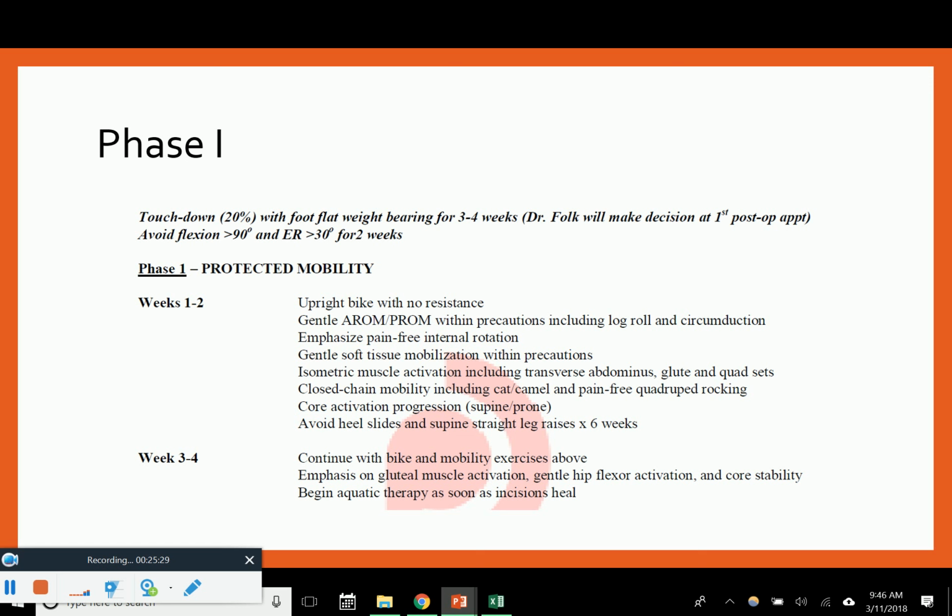So we had them do touchdown 20% with flat foot weight bearing for 3 to 4 weeks. Dr. Folk will make a decision at the first post-op appointment if you'd like them to progress. You want to avoid flexion past 90 degrees and avoid external rotation of the hip for greater than 30 degrees for 2 weeks. This phase, 0 to 4, is your protected mobility phase. You can pause it and look at this if you'd like to.